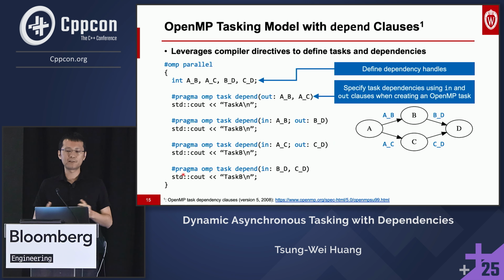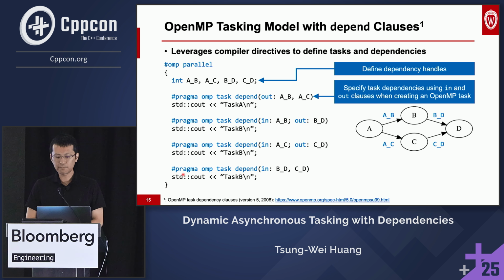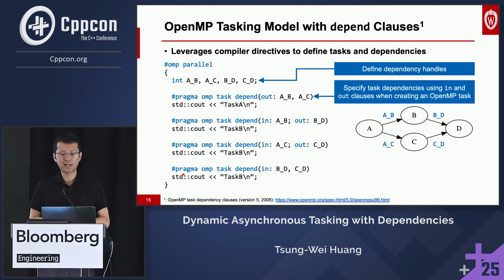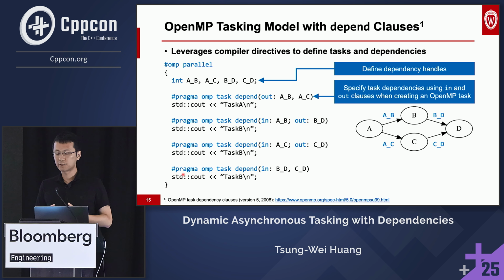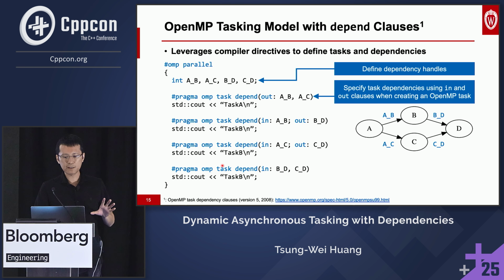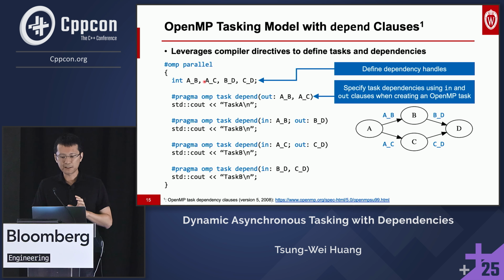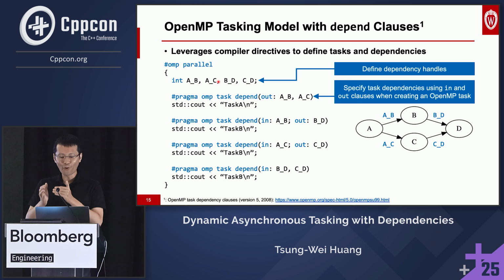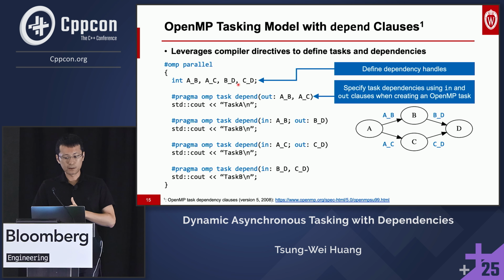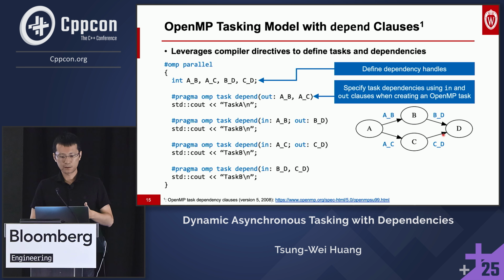Again, this slide implements the same graph by using OpenMP's task dependency clauses. And we know OpenMP leverages compiler directives to define tasks and dependencies for parallel execution. Looking at this example over here, inside the OpenMP parallel region, we define the dependency handles in 4 integer variables, AB, AC, BD, and CD, that represent the task dependencies from A to B, A to C, B to D, and C to D, respectively.